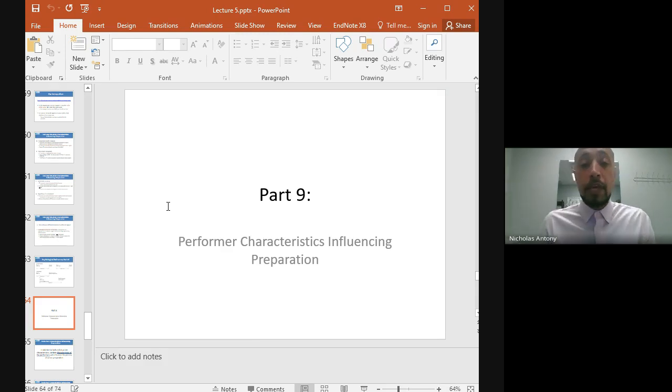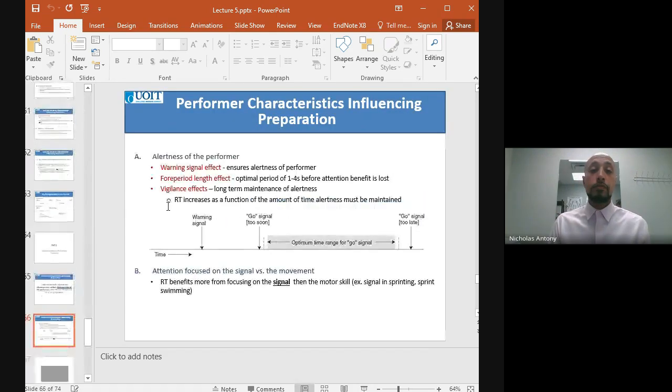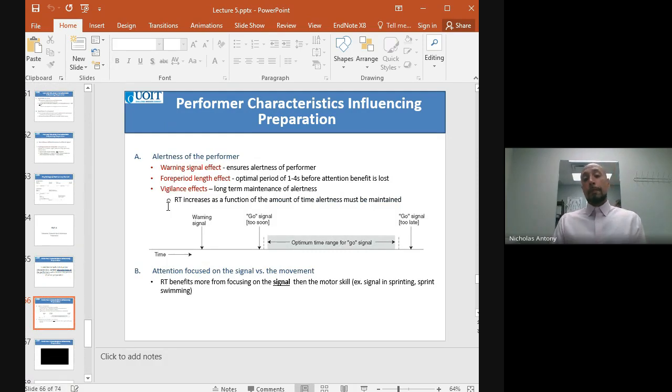And then the last couple of slides look at what are some internal characteristics that will affect reaction time or influence preparation. Up to this point, we had been analyzing and describing different variables of the external environment that affect our reaction time or action preparation. What about changing internal aspects of the participant or the performer? How would that affect reaction or action preparation?